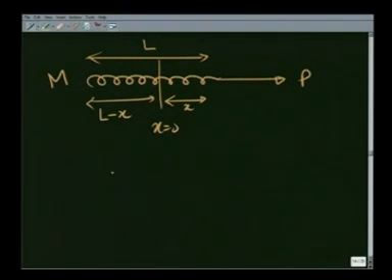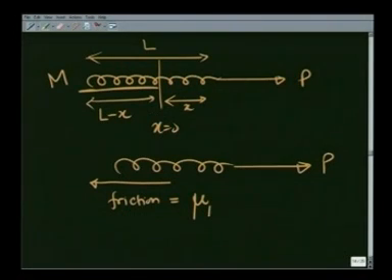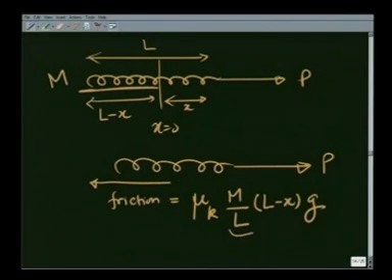Let us see what are the forces acting on the chain. There is obviously this force P pulling it this way. There is frictional force, but the frictional force acts only on this part, and since it is moving, friction is going to be at its maximum, mu kinetic times m over L minus x, that is the mass of the part in the rough, times g. This whole thing is the normal reaction on the part on the rough.